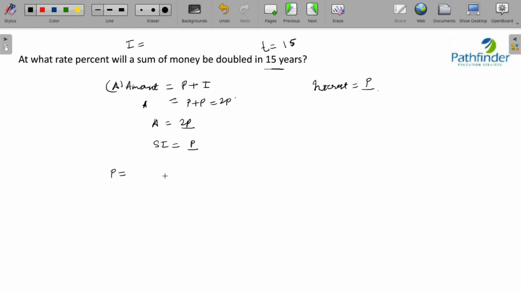So we put it in the formula P into T into R upon 100. P is equal to P into T is 15, R is not known, upon 100. P cancels out. So R is equal to 100/15. That is 6 integer 2/3%.